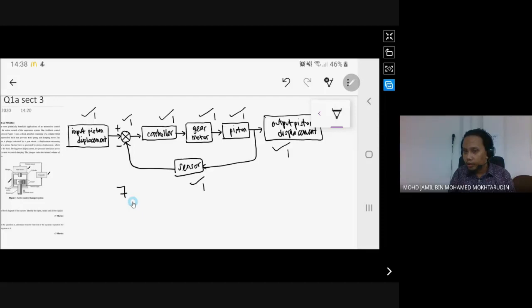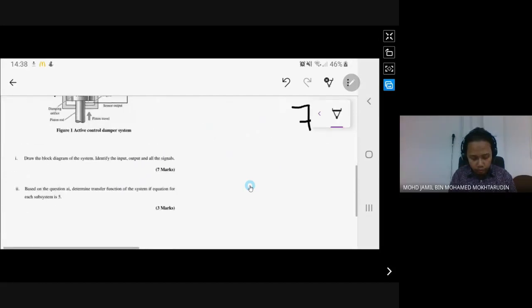All right. Any question for this one? So far, I think everyone got this correct. Maybe some of you, I think all of you already know about putting a summing junction for closed loop. Maybe some of you got this wrong by not specifying the subsystems, like controller, gear motor, piston. Maybe you put something else. But I think so far everyone should get these 7 marks. All right, and then we move on to question number 2.